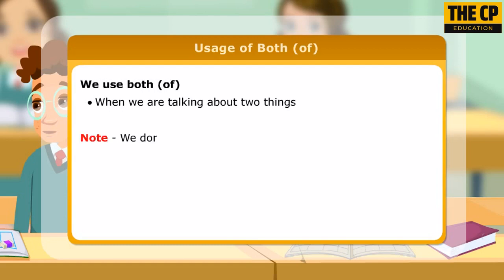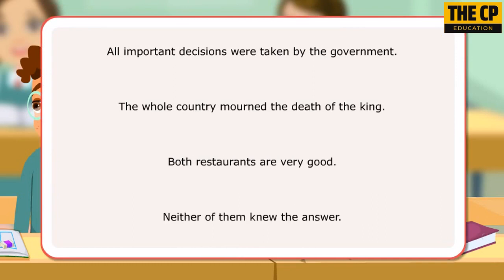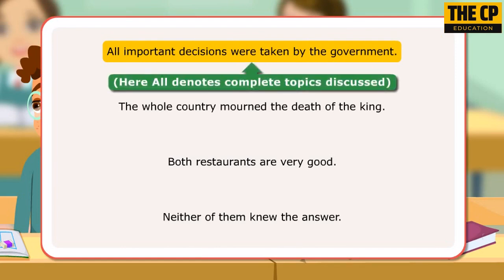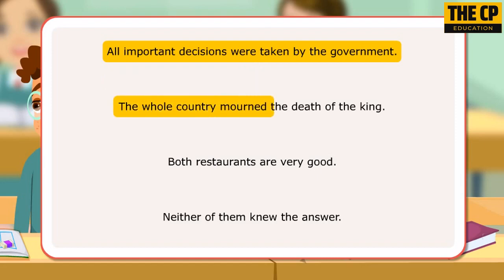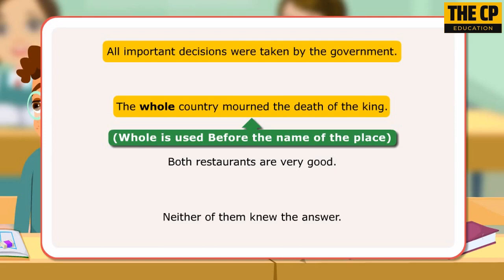Note: we don't usually use negative sentences with both of. Let us look at a few examples. All important decisions were taken by the government. Here, all denotes complete topics discussed. The whole country mourned the death of the king. Whole is used before the name of the place.